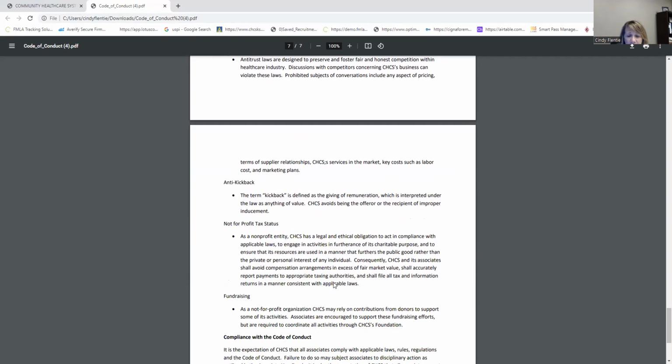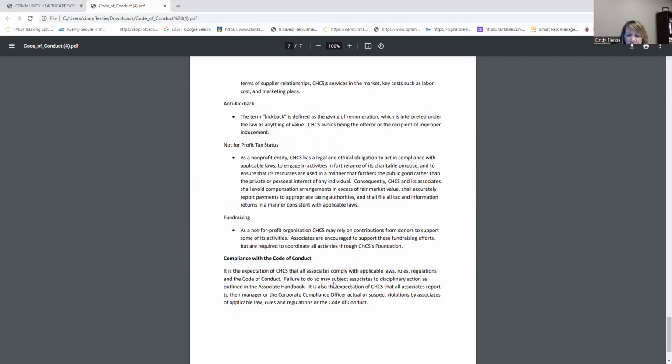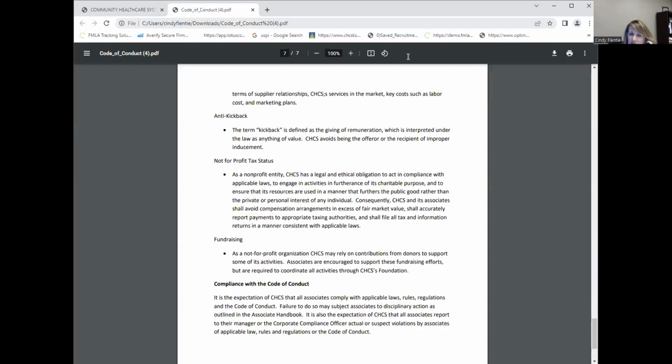So anything we do needs to further the good of the organization and not an individual person. And the last thing here is that we do expect CHCS associates to comply with our laws. If we have any updates to the code of conduct, we will share that accordingly when those happen. So that is, like I said, a very high level review of the code of conduct. We do want you to take time to review the code of conduct in more detail, and then let us know if you have any questions.